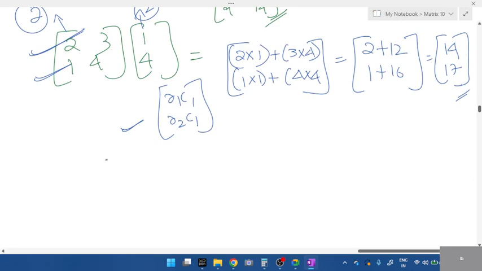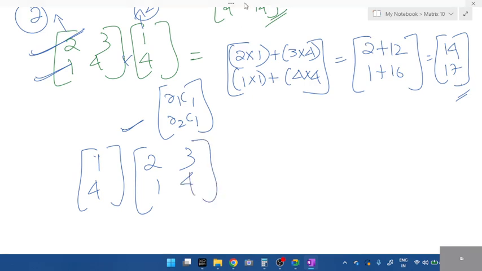Understood? All of you are done? Now the same question, I'll interchange the values, students. I'll write 1 and 4 first, multiplied by 2, 3, 1, 4. Question is, is this possible to multiply? Do you think it is possible?